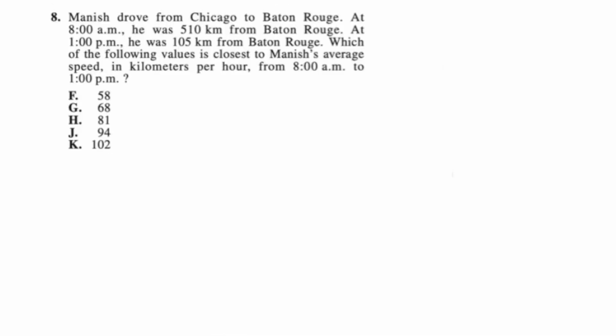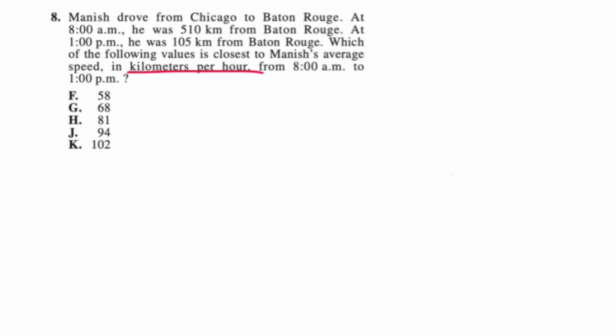Alright, so number 8 says, Manish drove from Chicago to Baton Rouge. At 8 a.m., he was 510 kilometers from Baton Rouge. At 1 p.m., he was 105 kilometers from Baton Rouge. Which of the following values is closest to Manish's average speed in kilometers per hour from 8 a.m. to 1 p.m.? Go ahead and pause the video and try this for yourself first.